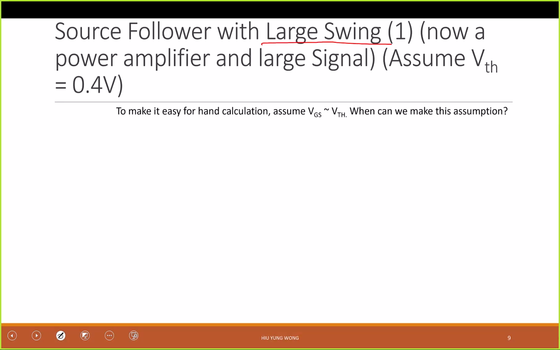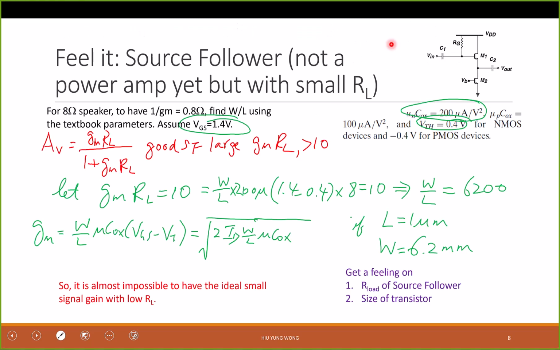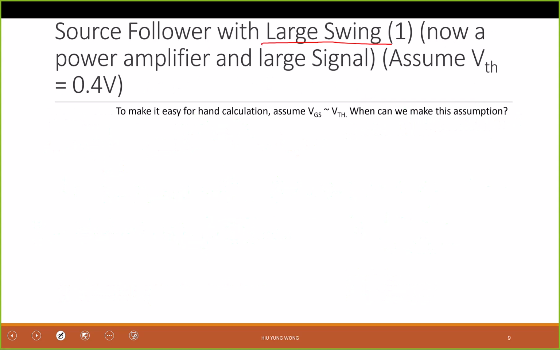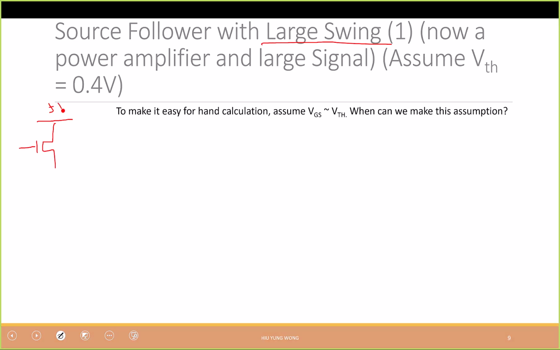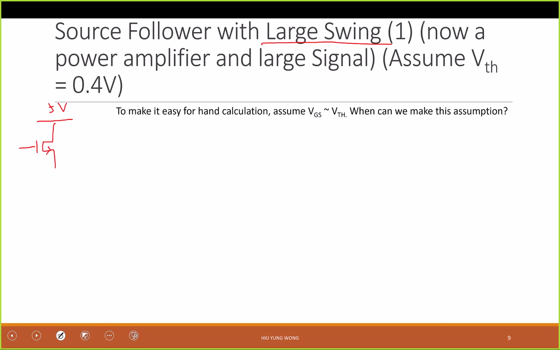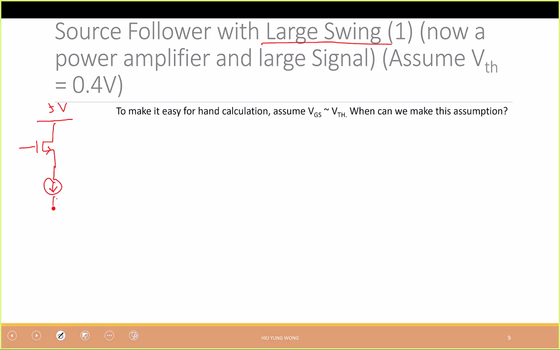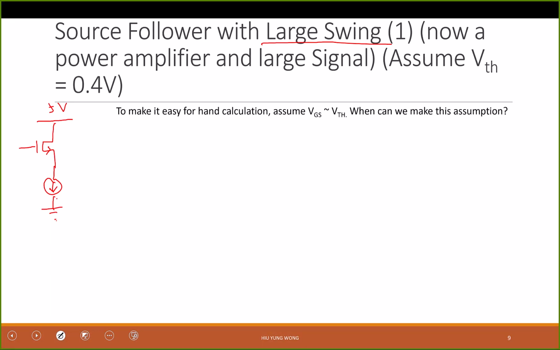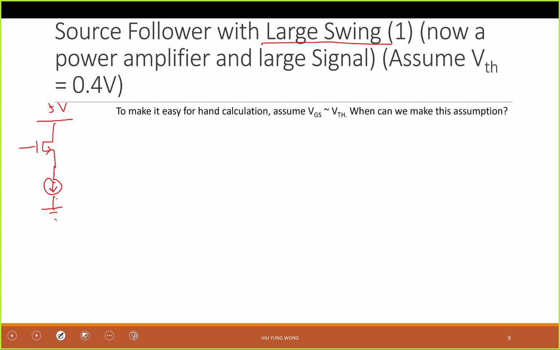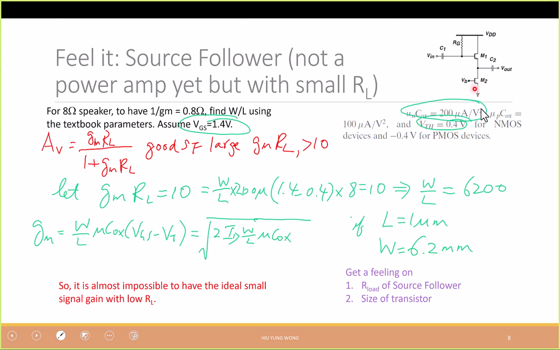It's pretty complicated. We cannot use this equation anymore because it's not small signal. But let's look at the structure first. You recognize that this is still a source follower, except that, and not except, we just bias it with an ideal current source. Like here, this is not ideal, but this is a current source, right?